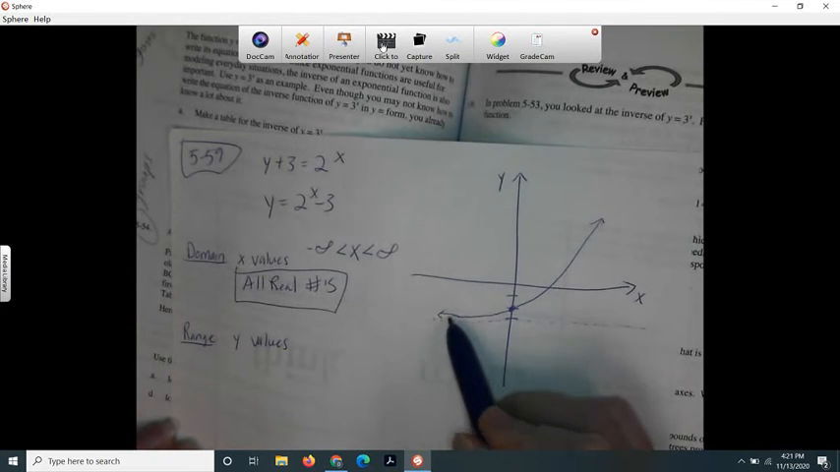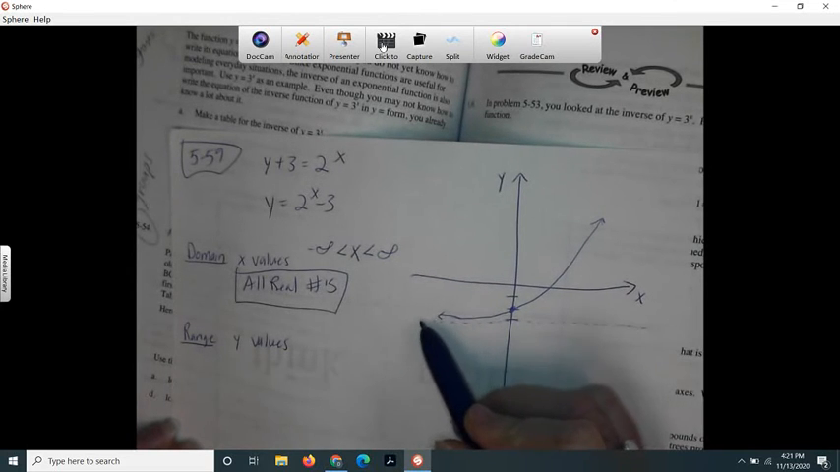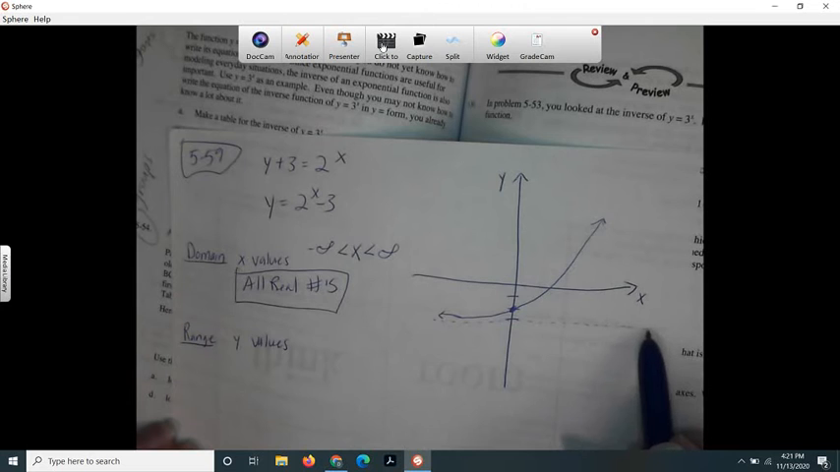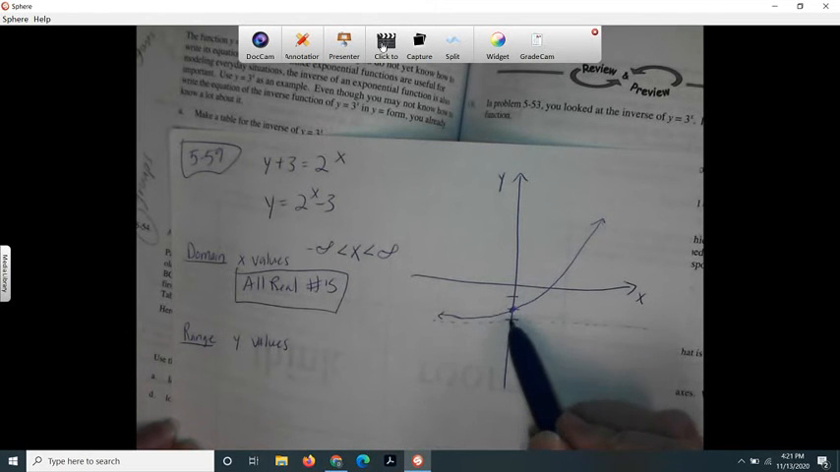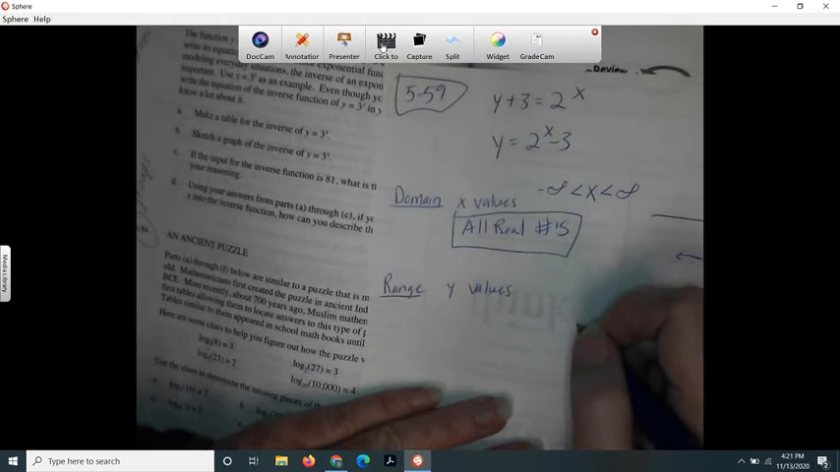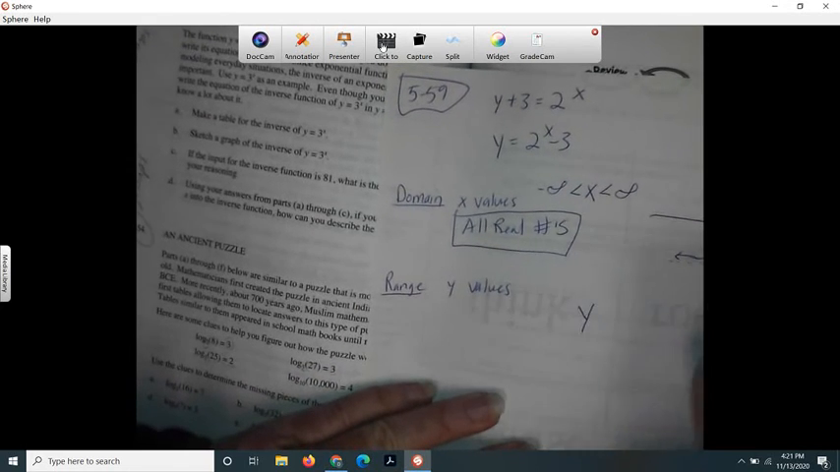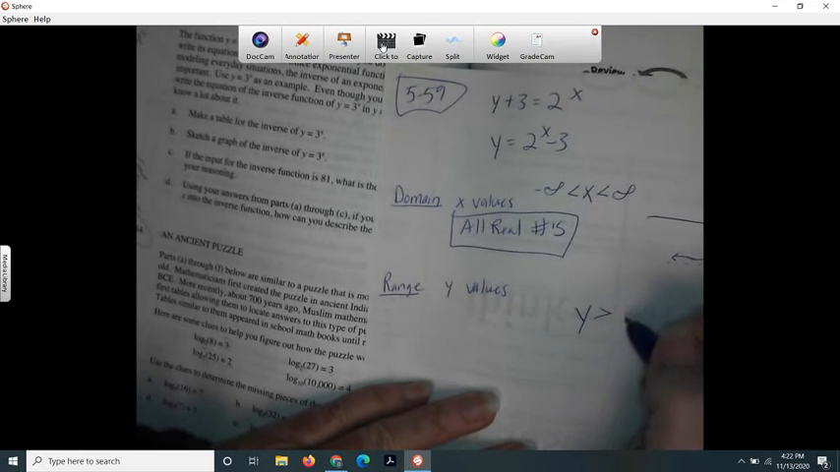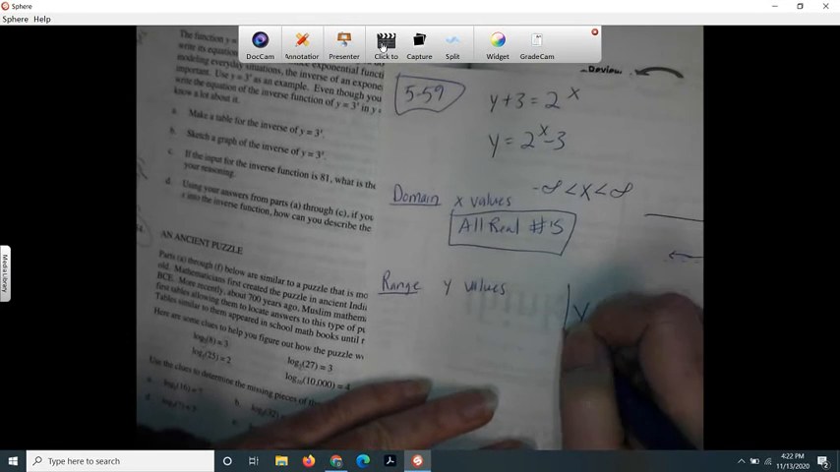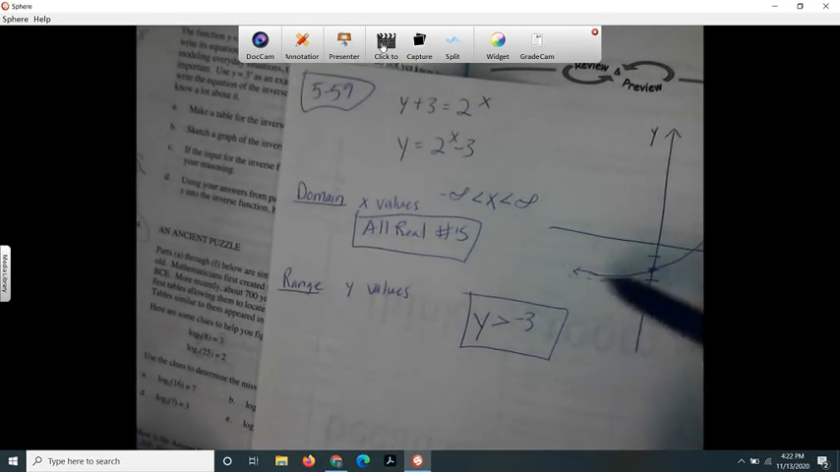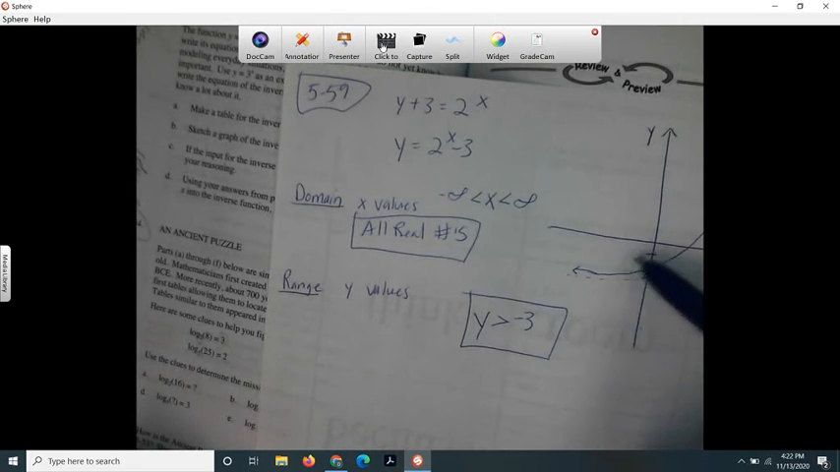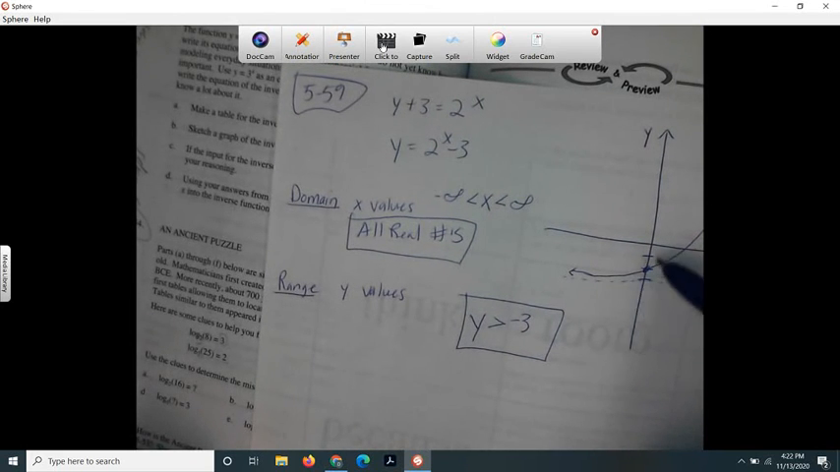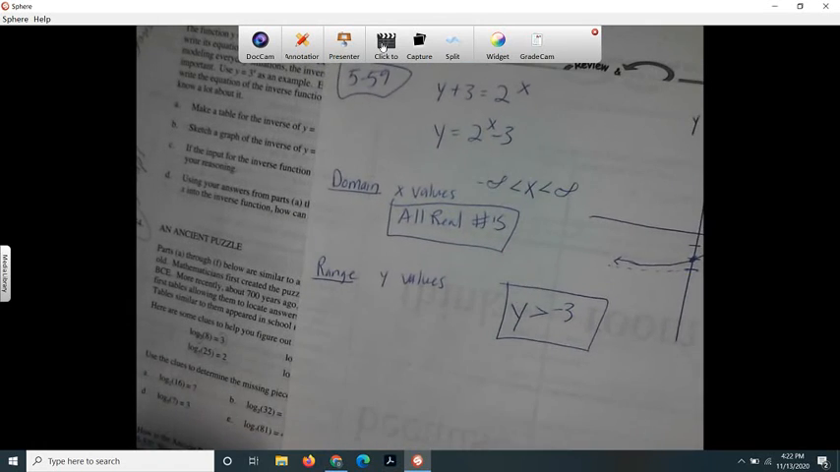This is an asymptote. So the lowest y value I will ever have on my graph is this asymptote, which is -3. And it's never going to touch that asymptote. So I'm just going to say y is greater than -3. So the y values of this graph, I'm never going to have any y values that are -3 or less. They're all going to be greater than -3. So that's what they mean by domain and range.